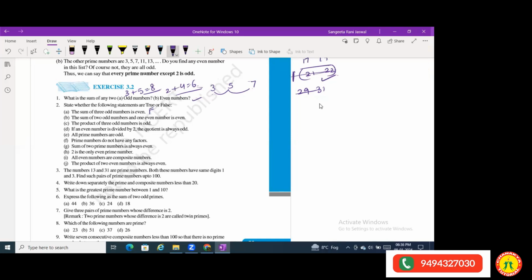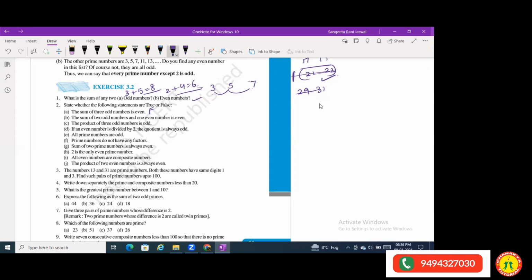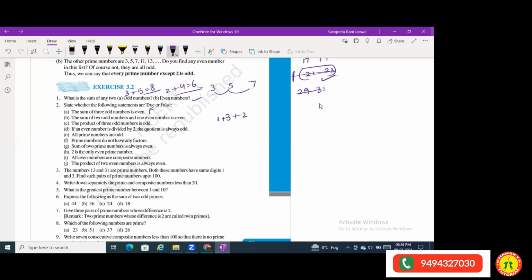What's the next one? Read the next one. The sum of two odd numbers and one even number is even. True? Yes, ma'am. Just try that. Two odd numbers, 1 and 3, plus one even number, 1 plus 2. And that is even.